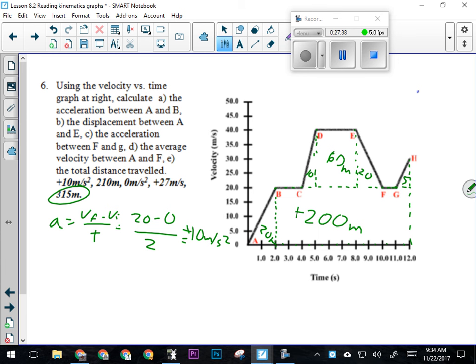Well, if it asks for displacement, then this should have a positive on it, because that's displacement. It should say positive.